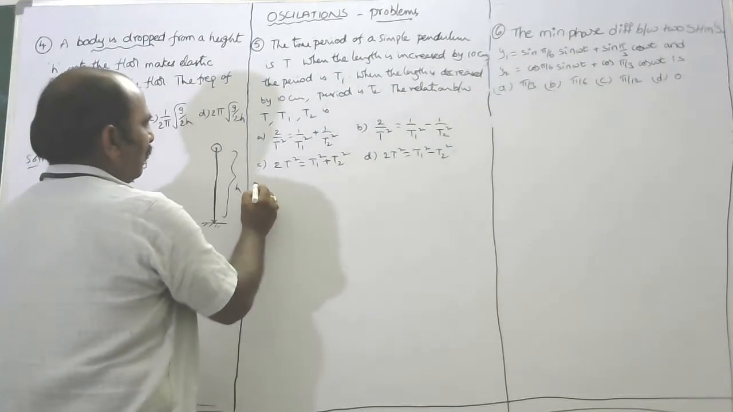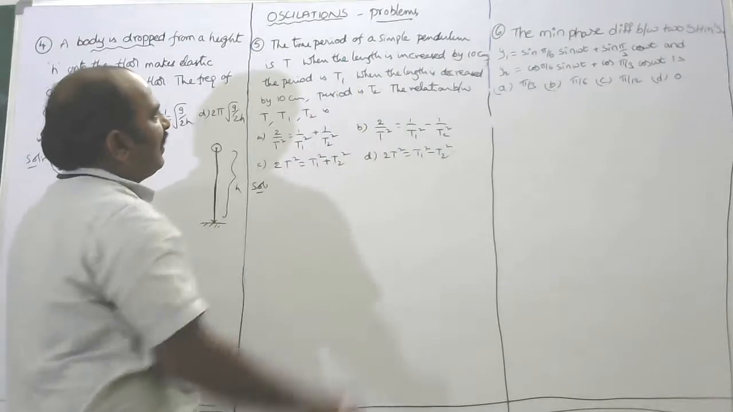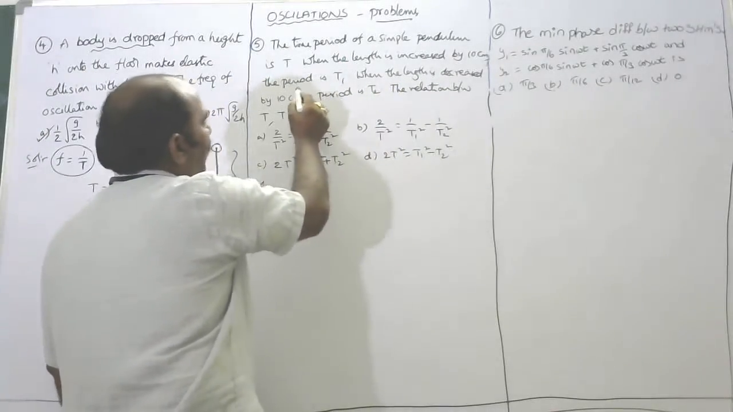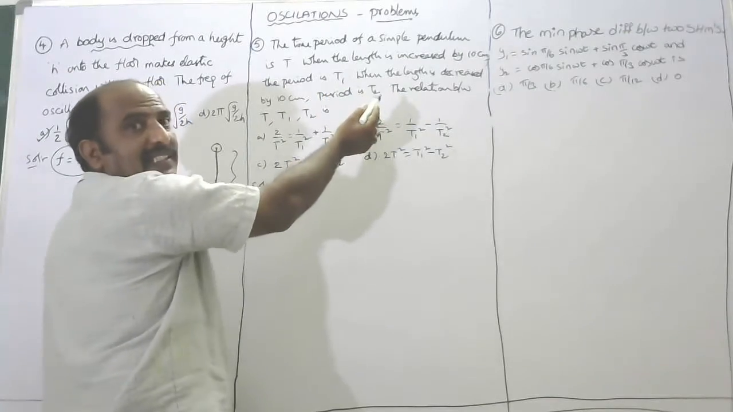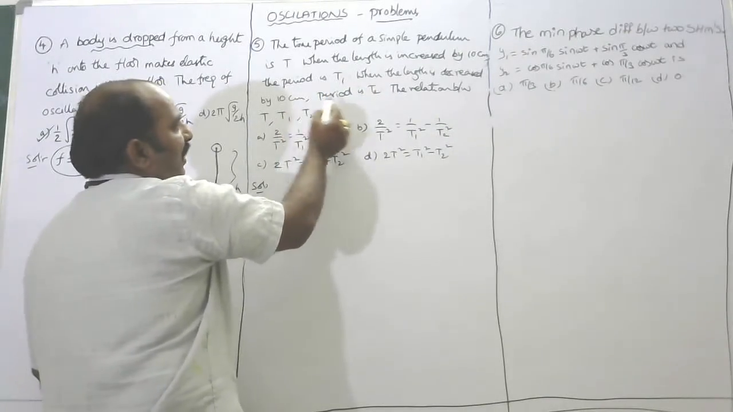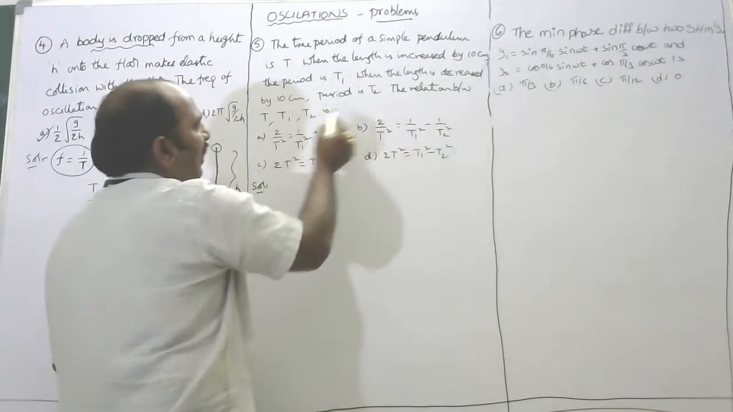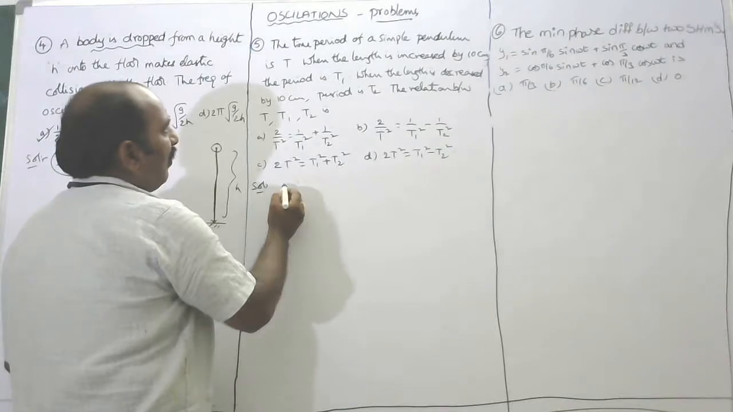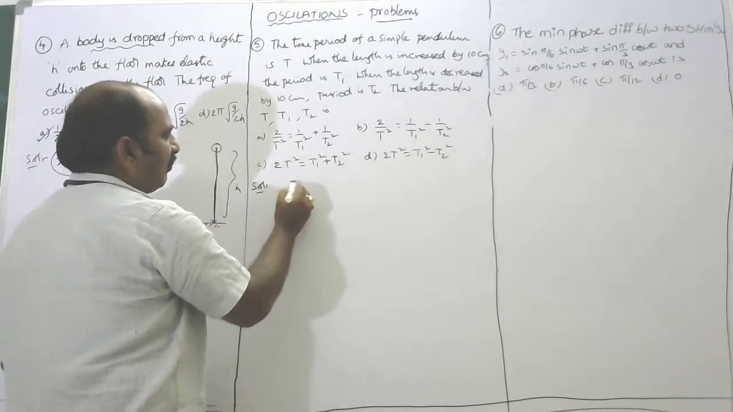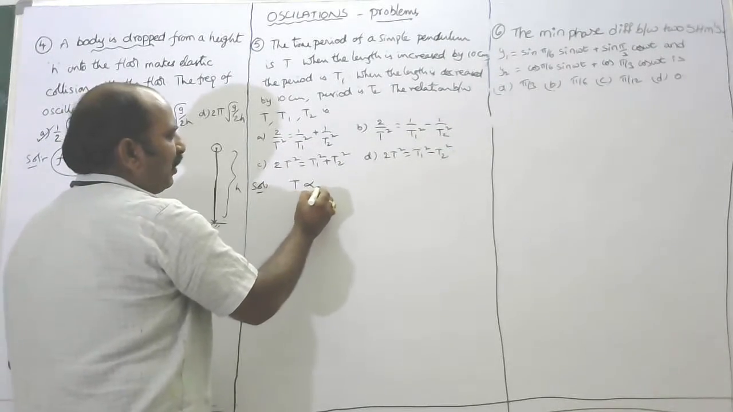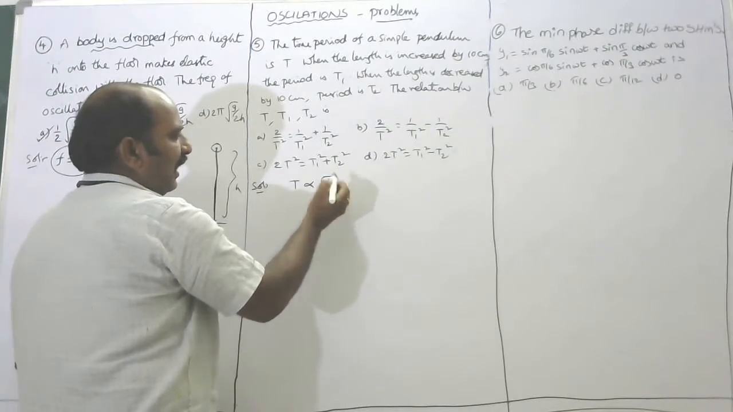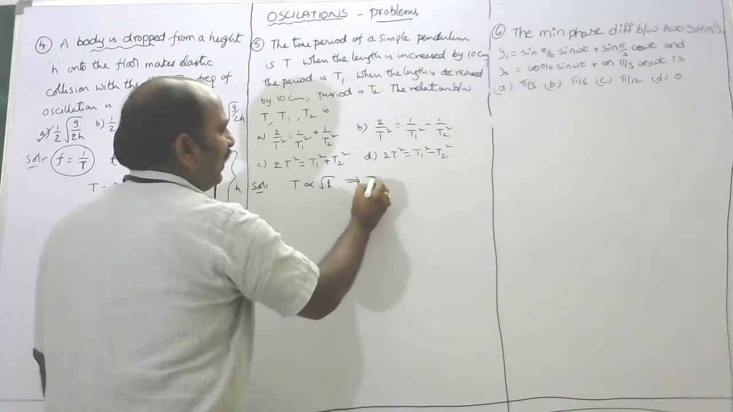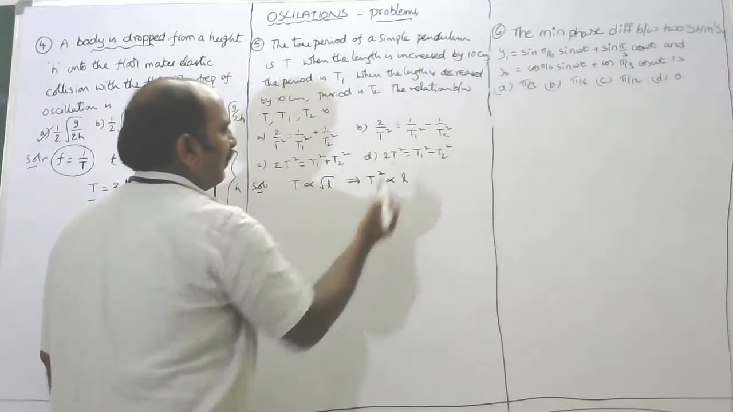Now see another one. The time period of a simple pendulum is capital T. When the length is increased by 10 centimeter, the period is T1. When the length is decreased by 10 centimeter, the period is T2. Then write the relation between T, T1 and T2. Here we know in the case of a simple pendulum, time period is directly proportional to the square root of its length, T proportional to root L. From this we write T square proportional to L.